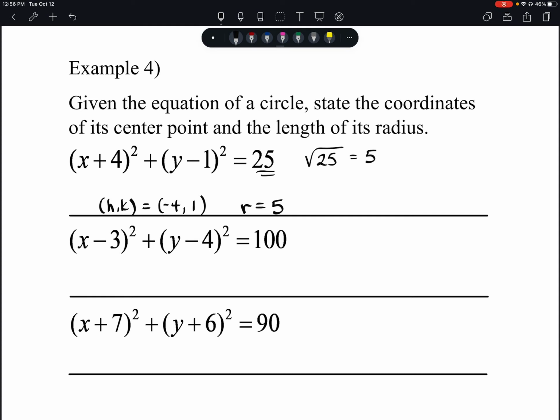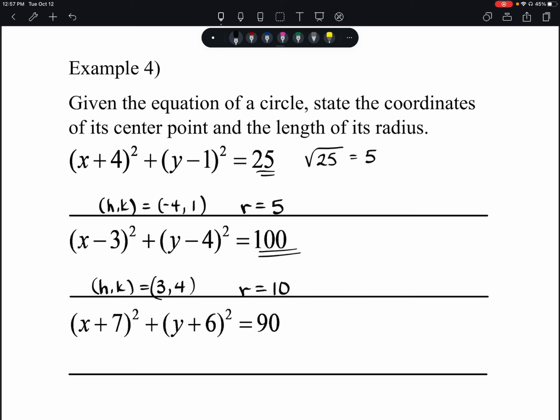For the next one, x minus 3 quantity squared plus y minus 4 quantity squared equals 100. Our center of our circle should be 3, 4. And then to get our radius, we're just taking the square root of this term. So square root of 100 should be 10.